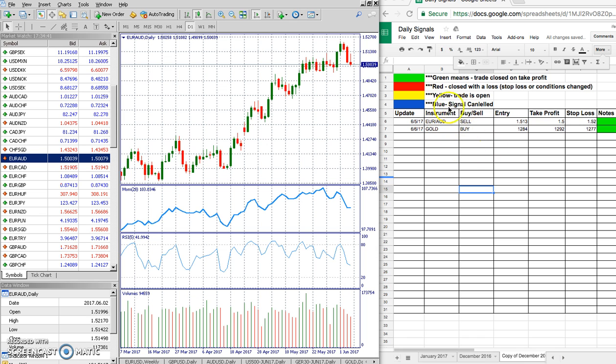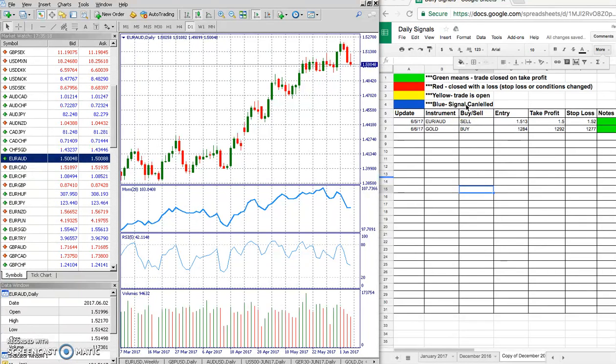As you can see over here in the Excel, you have the date of the update of the signal, the instrument, the side of the trade, buy or sell, entry, take profit, and stop loss, and the notes. Sometimes it's written that it's closed or cancelled and so on. Over here I'm marking everything in different colors for simplicity. If it's green, that means it was closed at the take profit. If it's red, closed with a loss. Yellow, the trade is still open, and blue, the signal was cancelled.